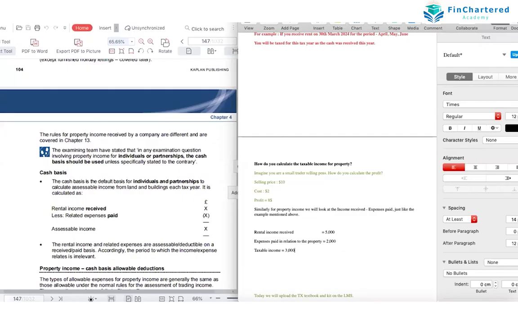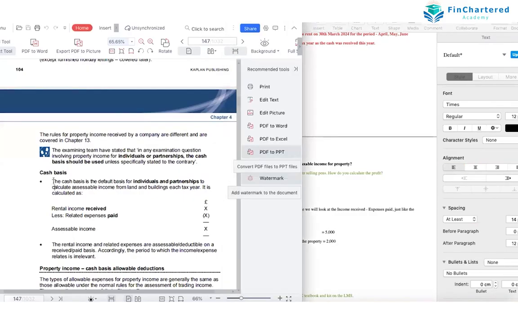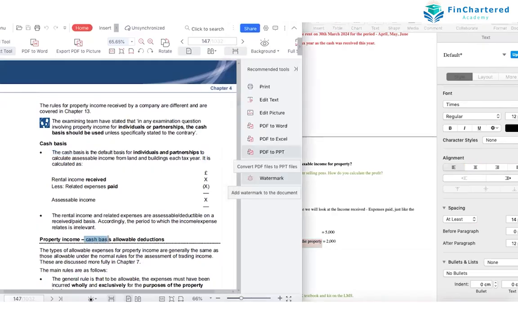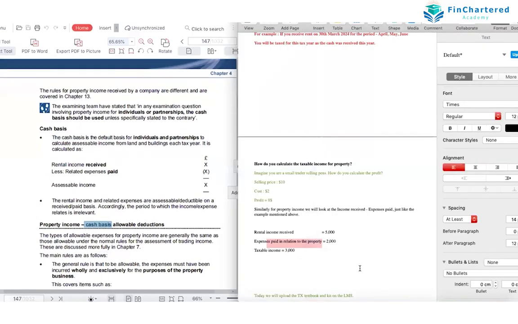And again, remember, all of this is on a cash basis. So we're not talking about the rental income that was due. We're talking about the rental income which was actually received in cash. Similarly, we're not talking about the expenses that were due. We're talking about the expenses that were actually paid in cash because we're following the cash basis. Remember this. Okay. So this is, I hope, very clear to everybody.